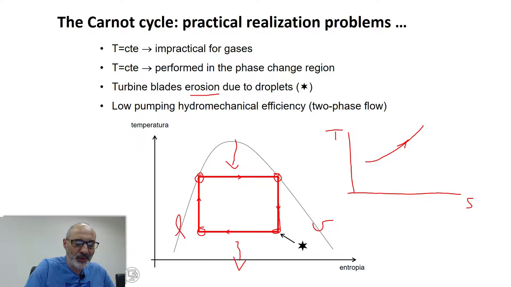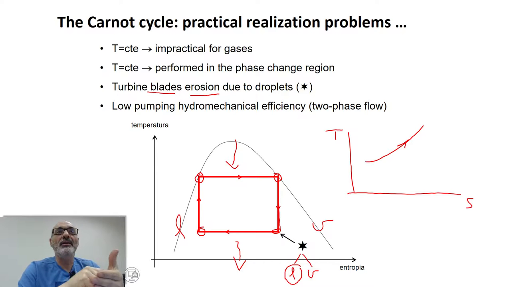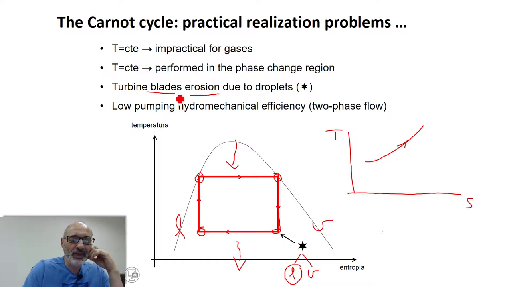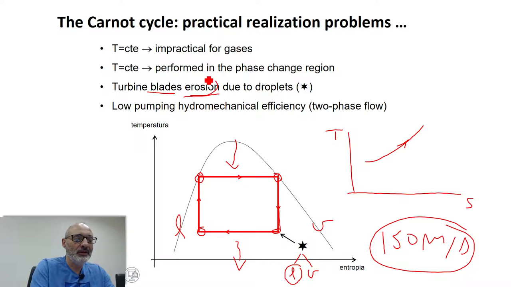Because at this point you have a mixture of liquid and vapor. Liquid droplets will impact on the surfaces of the blades at very high velocities, such as 150 meters per second, or something like 80 meters per second, and it will erode these blades. So this is a very important practical problem. And also, pumping a mixture of gas and liquid is a very inefficient operation, also due to practical problems. So the end of the story is that the Carnot cycle executed like I'm showing you here is not practical.